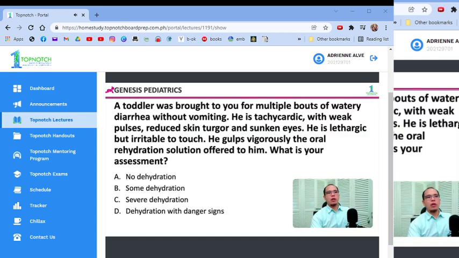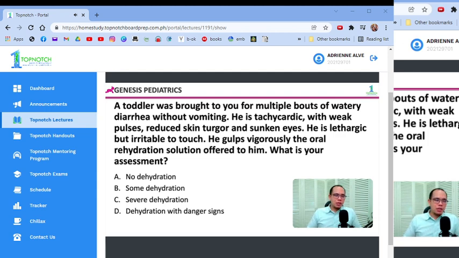Okay, next case, you have a toddler who was brought to you for multiple bouts of watery diarrhea without vomiting. Okay, so I'll say it right now, guys. If you have a patient who is having diarrhea, if it's non-bloody, then one of your first differential diagnoses should be viral gastroenteritis. And in young children, the most common cause of viral gastroenteritis is rotavirus. So very important yan, guys. Okay, pag may batang nagtatae, then probably that is viral.